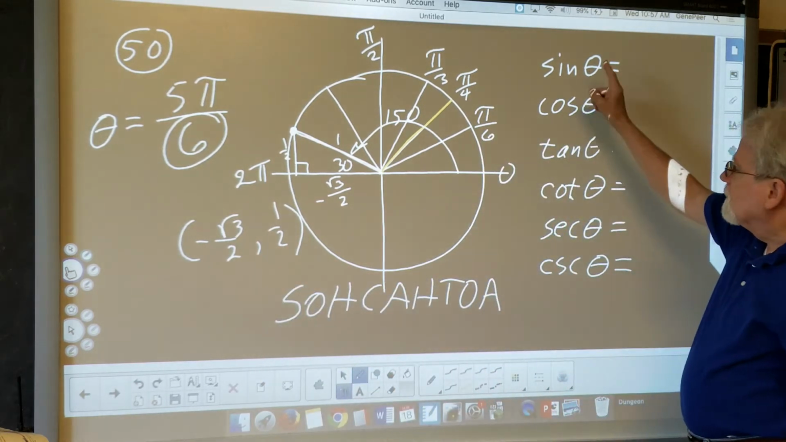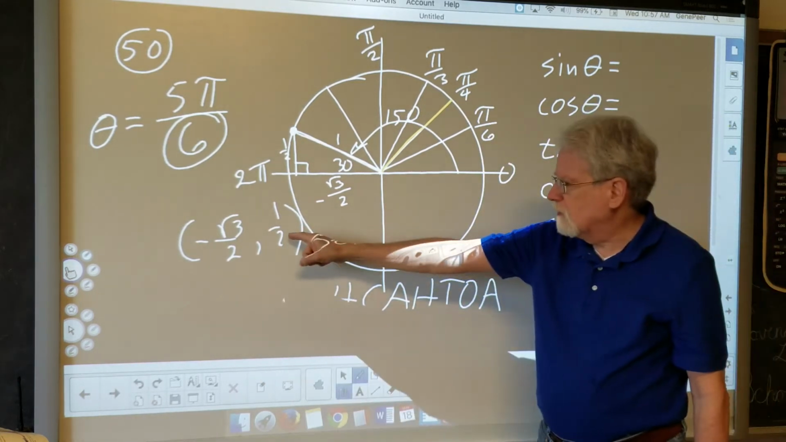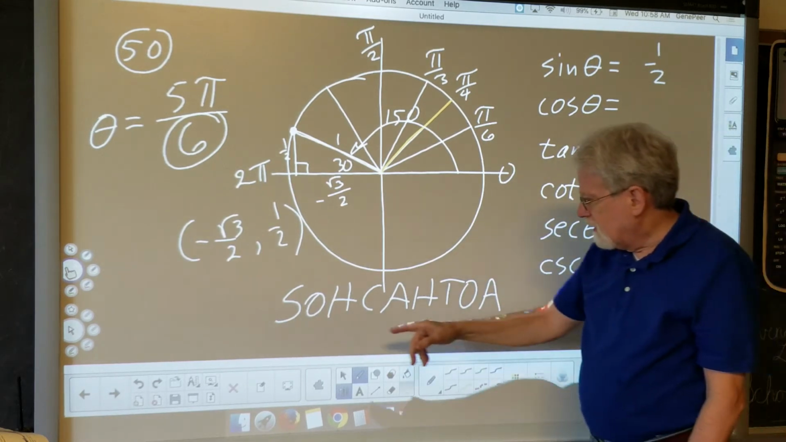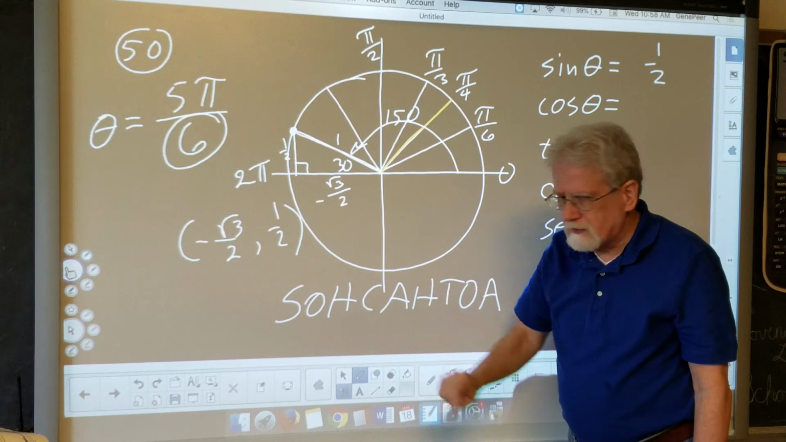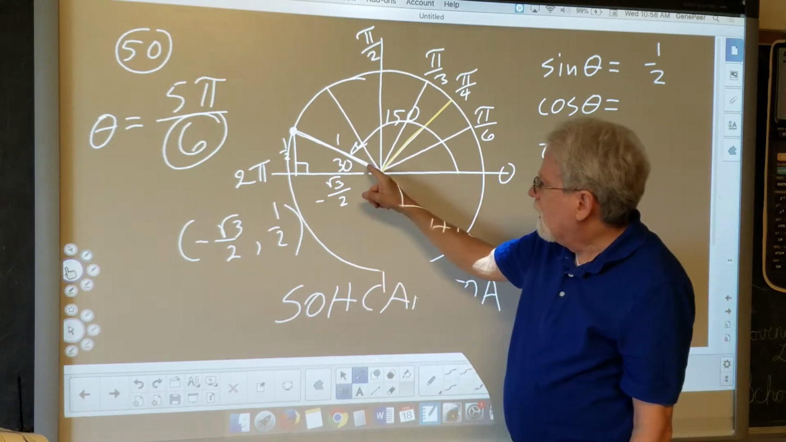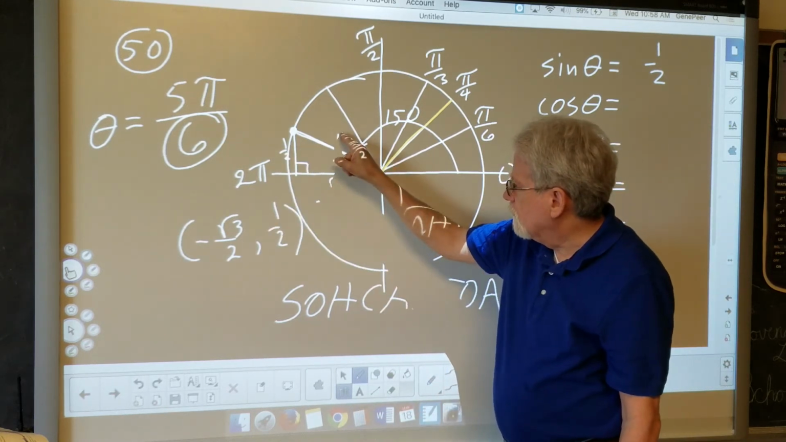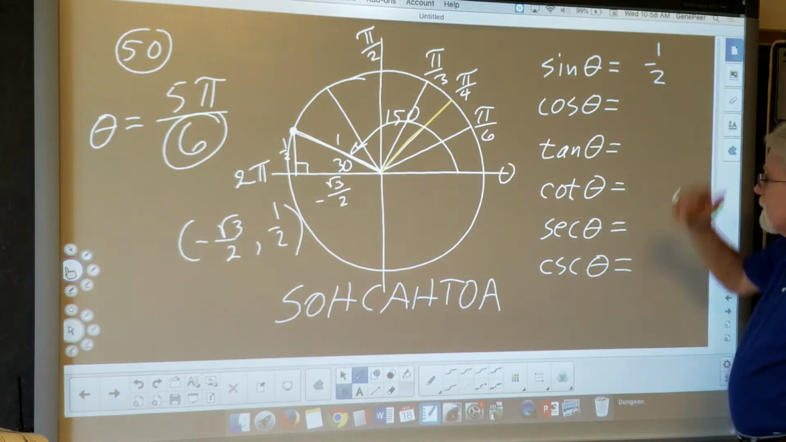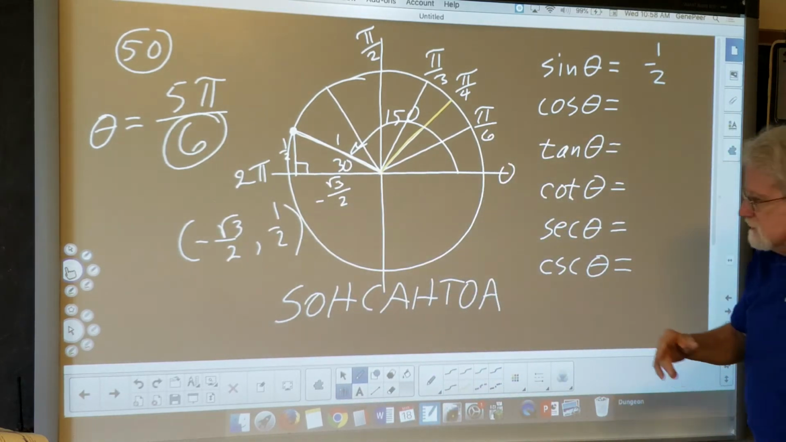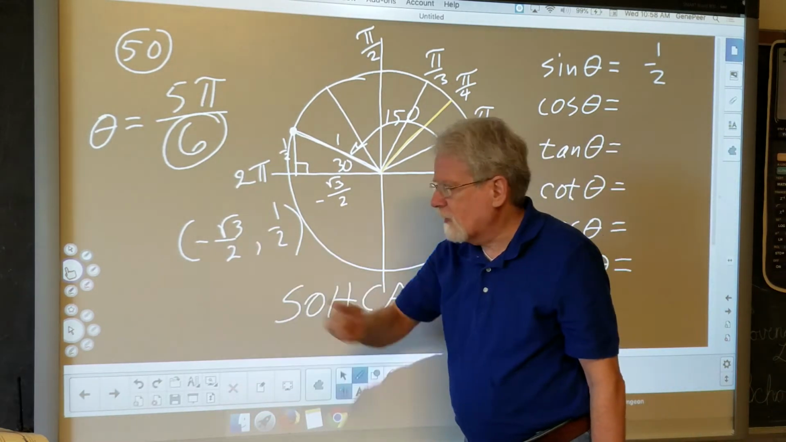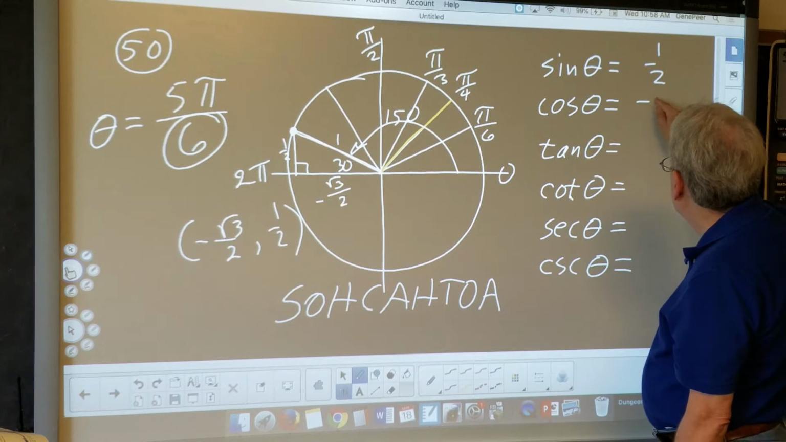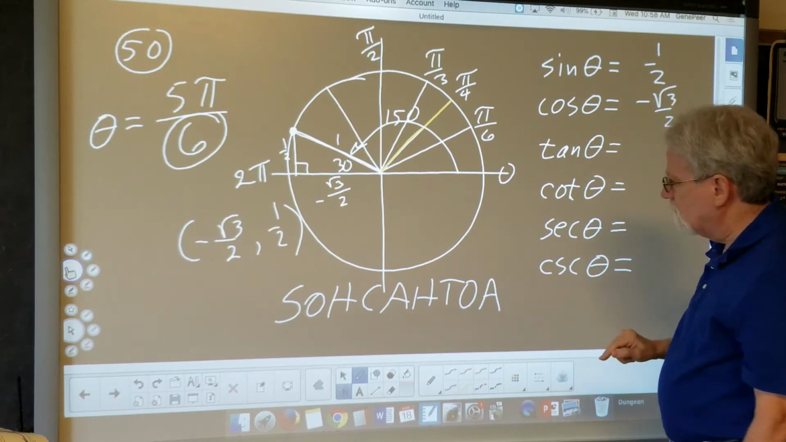So sine is going to be your second coordinate. 1/2, that's all there is to that. Or opposite over hypotenuse, 1/2 over 1, 1/2. Excuse me, cosine is the x-coordinate. Negative square root of 3 over 2.